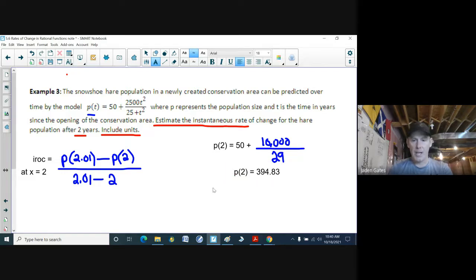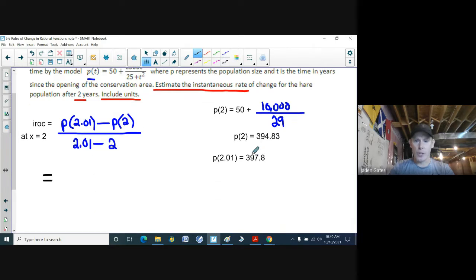Okay, now I also have to do P of 2.01, which I already did, I'll be honest with you. I substituted 2.01 in for T into my equation again, and this time I got 397.8. All right, now I can find my instantaneous rate of change. I have 2.01, which again, here is my 397.8. Subtract my 394.83.